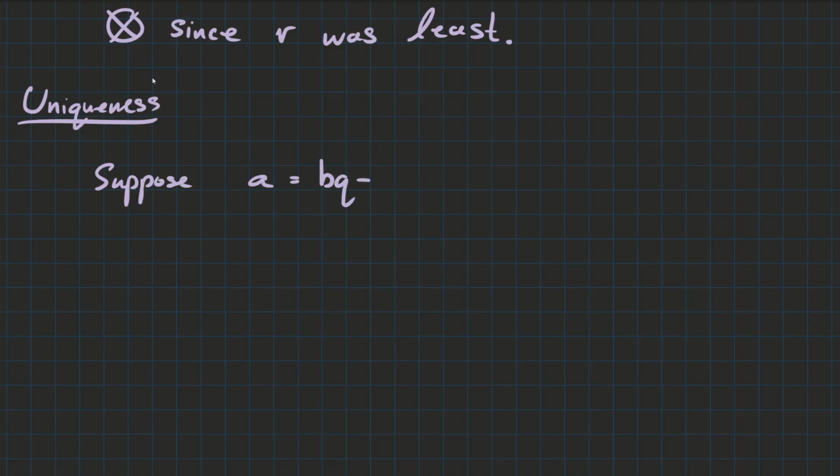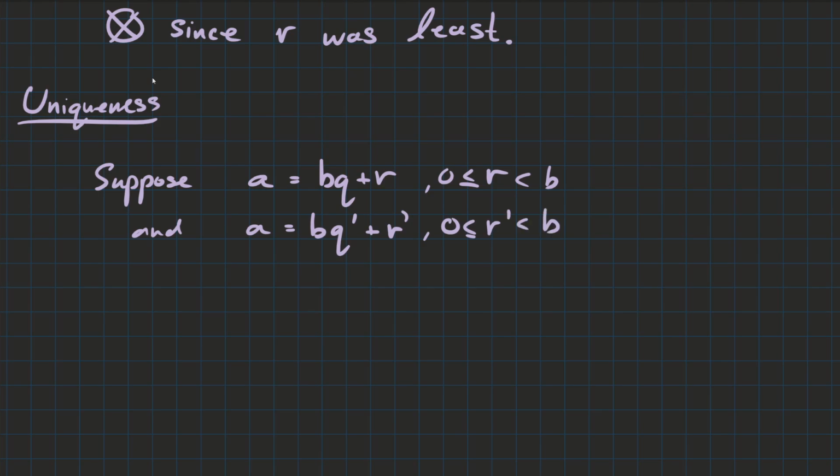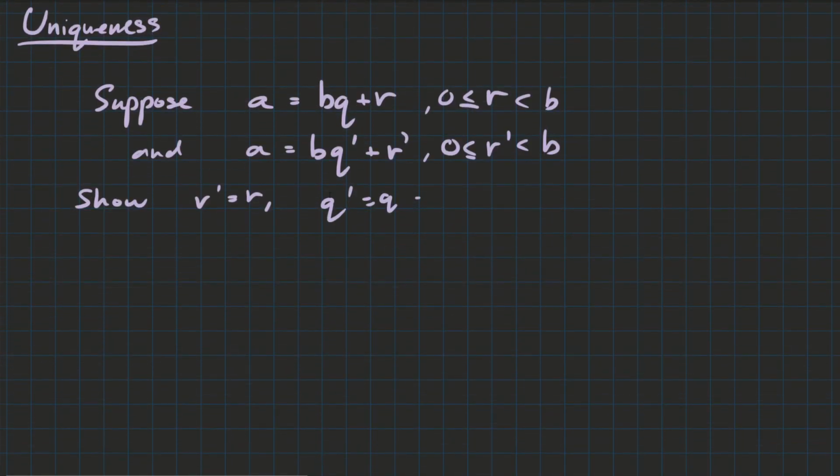A is BQ plus R with R less than b, how we want it, and A is equal to BQ prime plus R prime, not the same R prime from before, okay, just that R prime from before was part of the contradiction, right? But different R prime, just a new R prime, with R prime also less than b. Basically, there are two sets of integers, q and r, that satisfy this. Okay, well, we need to show r prime equals r and q prime equals q. That's what we need to conclude, that must be the case.